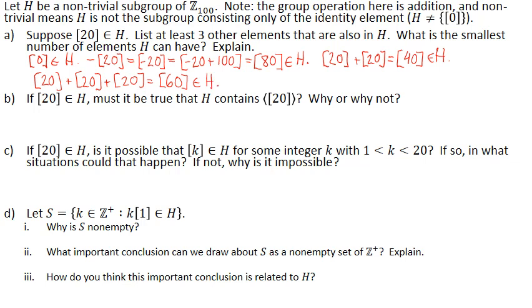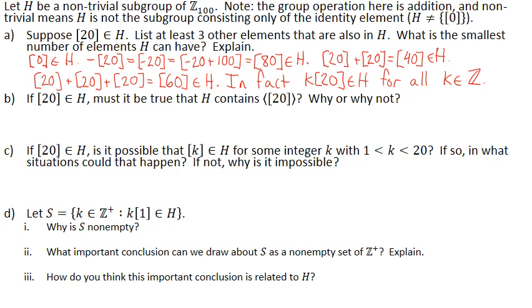Okay, in fact, if you think about it, you can add or subtract [20] as many times as you want from [0] or from itself or from any of these other elements that we've listed here. So, in fact, k times [20] is going to be in the subgroup H for all integers k. Okay, and that's again because H is closed under addition. All right, so that takes us to part B.